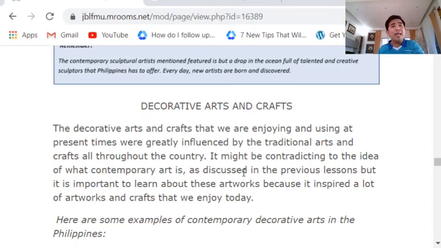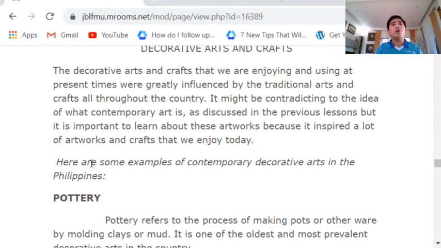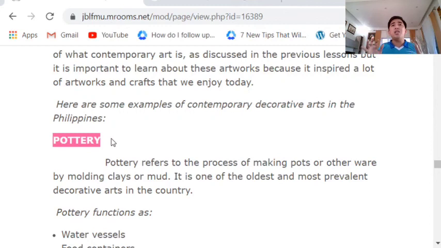That's why we have contemporary art forms. Okay? So, here are some examples of contemporary decorative arts in the Philippines. Pottery class, it's not developed just in the contemporary times. It was developed way before. Ginagamit ito sa mga ninuno natin. Pero, ang ginaistoryahan ta, kung paano gin-influence ang pottery, ang kinds of pottery that we have in the contemporary times today.